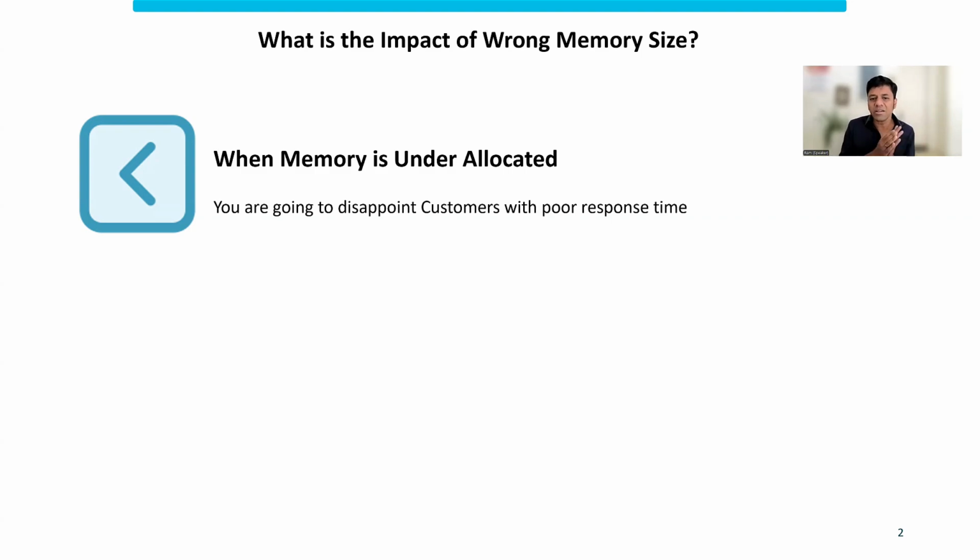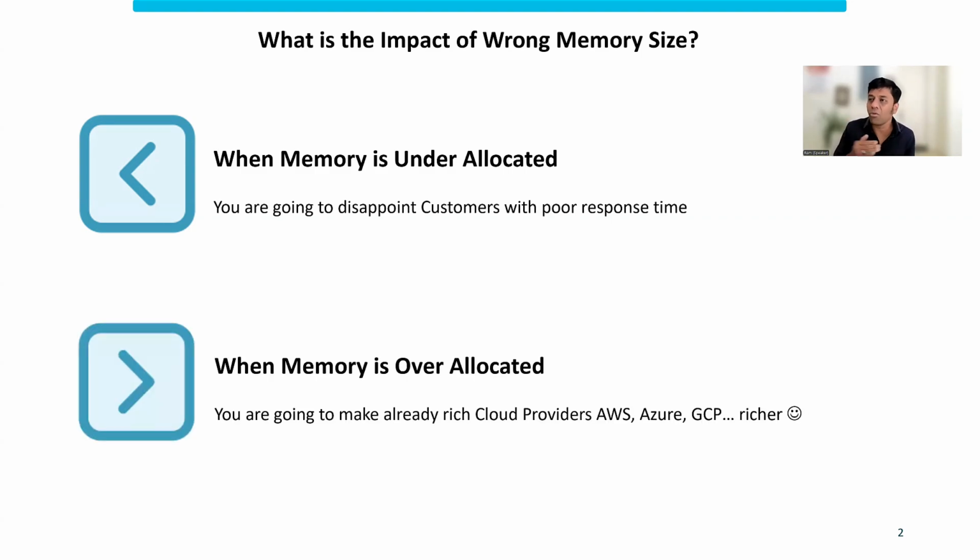And what is the primary impact of over allocation? If you allocate more memory than your application actually demands, then you are going to make already rich cloud providers like AWS, Azure, GCP even richer, because you'll end up paying more dollars to your cloud hosting providers. So that is the primary impact of over allocating the memory.